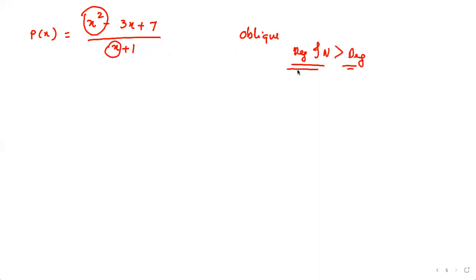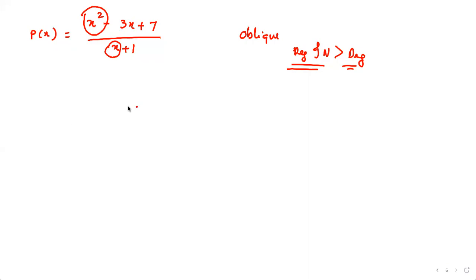Now there are different types of oblique asymptote. There are some linear oblique asymptote. There are some parabolic oblique asymptote. That depends on the difference in the degree. But in your syllabus for AHL, you have only the linear oblique asymptote. So let us just try to understand how we get that asymptote.